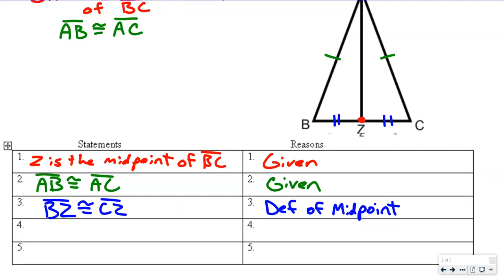Then our fourth statement, now looking at our picture, what else can we conclude from what we see here? Hopefully you notice that these two triangles share a side. So if they share that side, that means AZ is congruent to AZ. And that's because of the reflexive property. Anytime you have that shared side, that's because of the reflexive property.